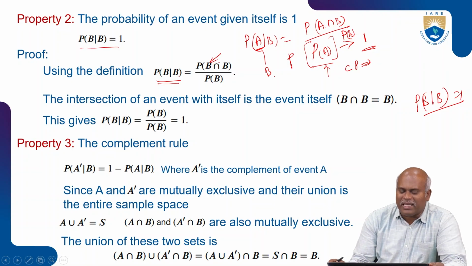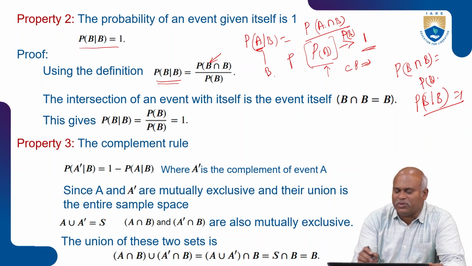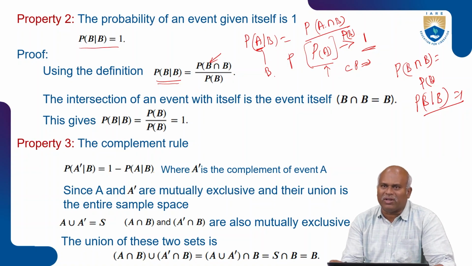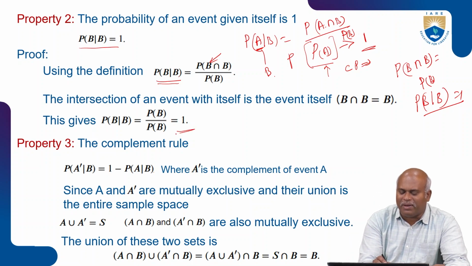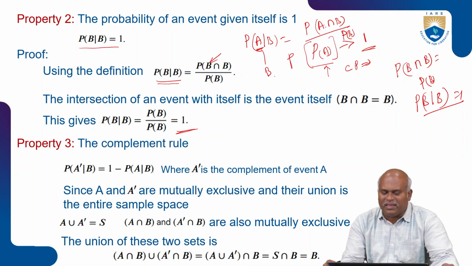Now, if P of B intersection B is equal to P of B only, we substitute P of B here. Both P of B, upper and lower, cancel. Then what will happen? We get 1. So that is why the intersection of an event with itself is the event.